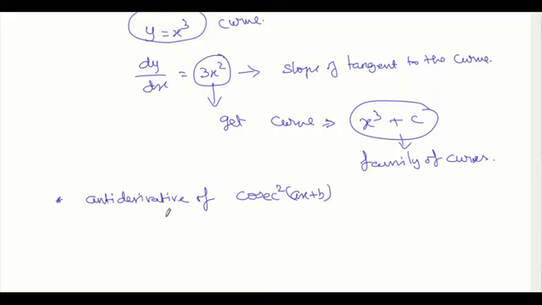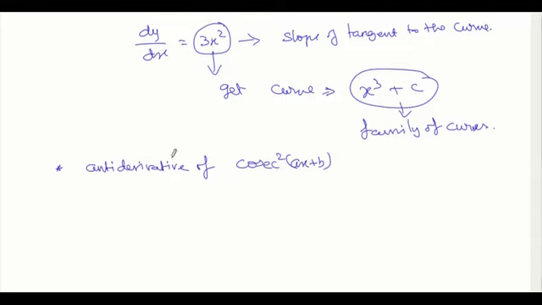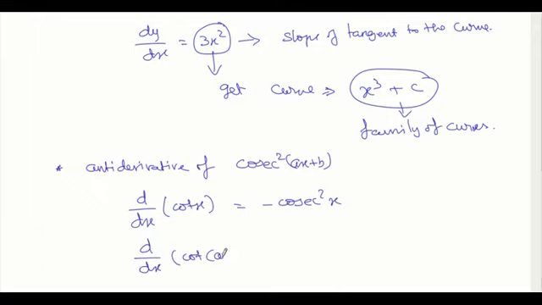We want to find the antiderivative of cosecant square ax plus b. Now we have to think, cosecant square function comes from which function? If you differentiate cot x, you get minus cosecant square x. The same idea I am using now. D by dx of cot ax plus b is minus a into cosecant square ax plus b.